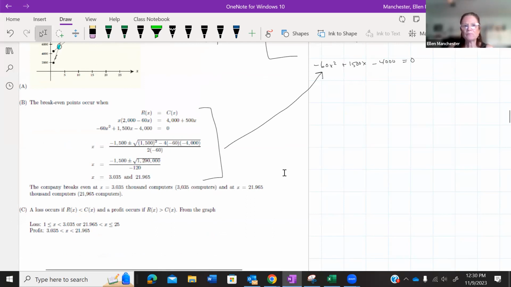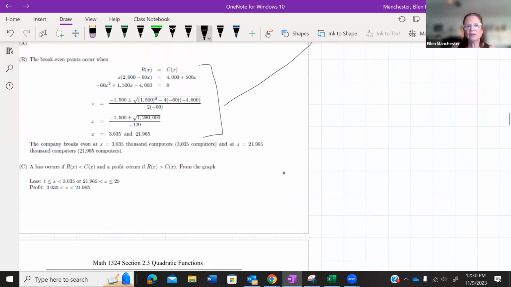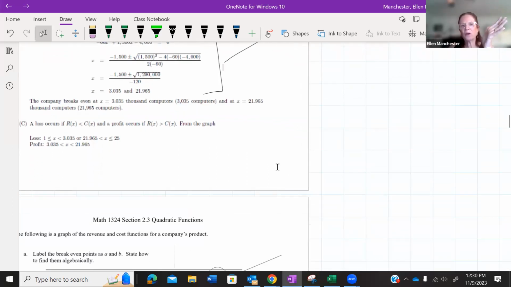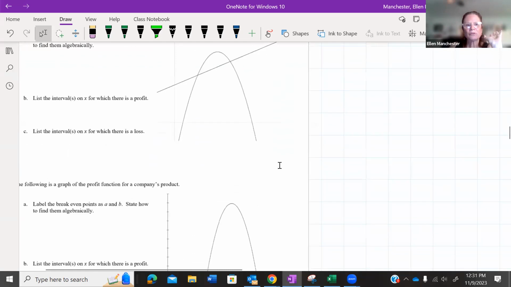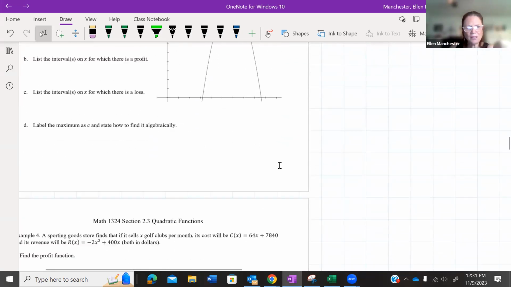And so the company breaks even at 3.035 thousand computers. So again, multiply that by 1,000. So 3,035 computers and 21,965 computers. So that's where your profit starts and stops. And then the loss occurs below that. So in your MyMathLab, it's going to ask where does the profit happen and where does the loss happen? So the loss happens below the cost line and the profit happens above the cost line. Okay, so that is all talking about the same thing, break even.